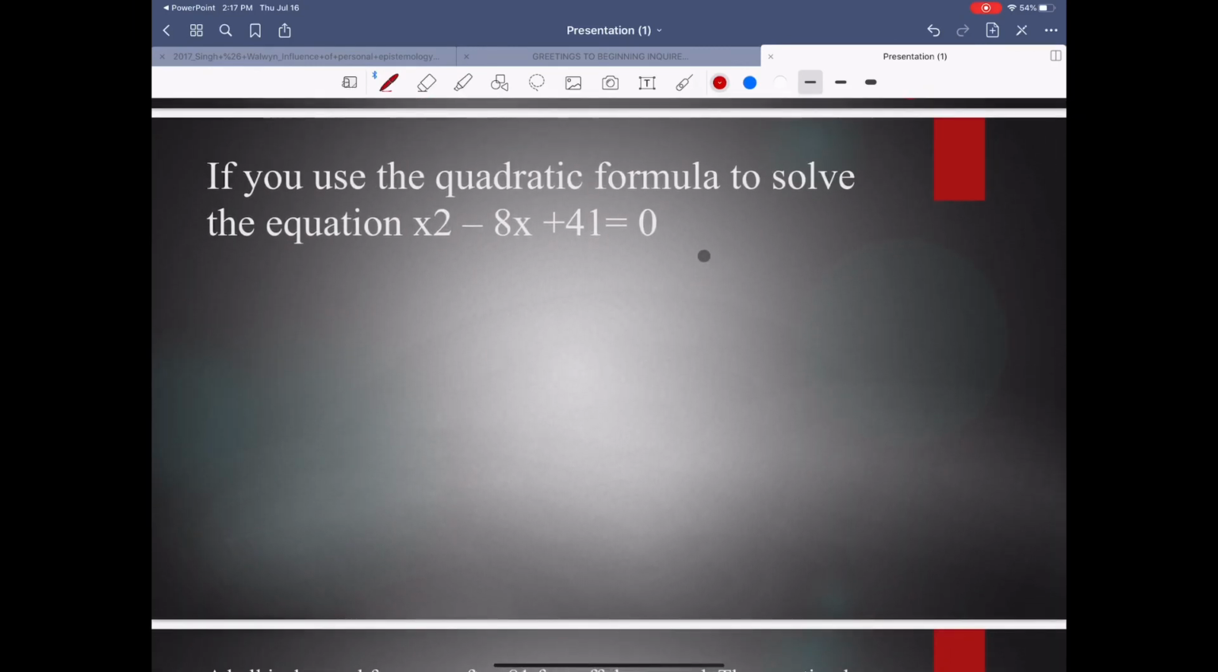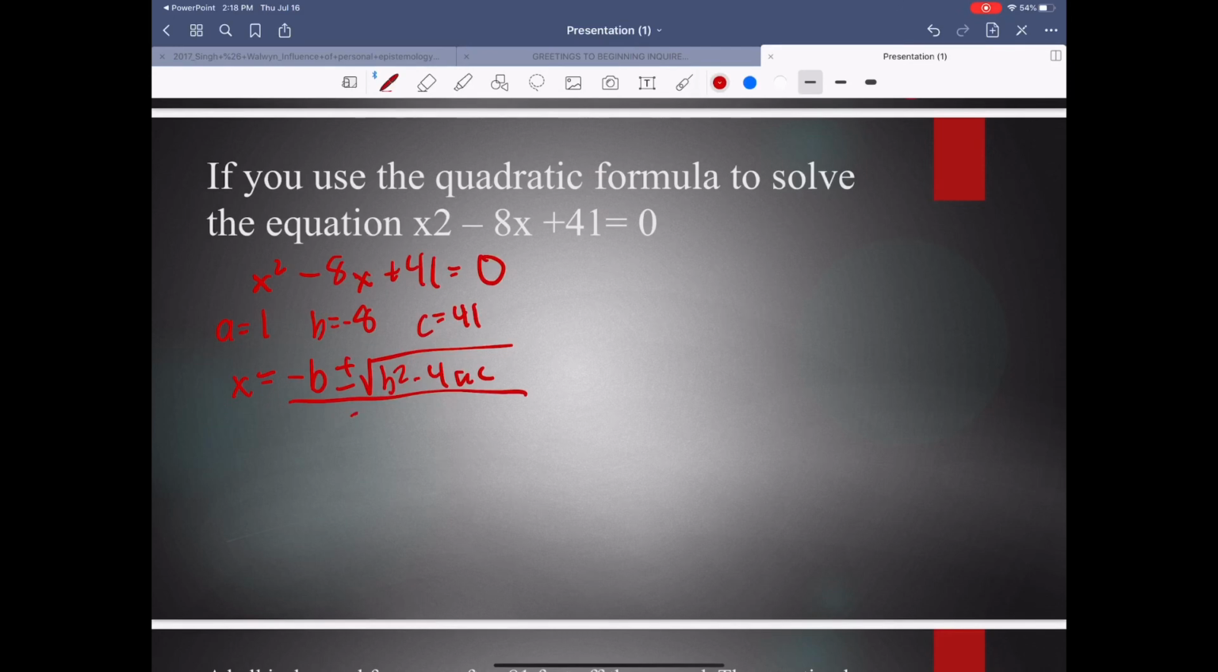All right, here goes another problem. All right, so x squared minus 8x plus 41 is equal to 0. Now you notice right off the bat, this one right here is good to go because it's equal to 0. All the terms are on the same side. You need to label it. A equals 1, B equals -8, C equals 41. So using the quadratic formula, x equals -b plus or minus the square root of b squared minus 4 times a times c, all divided by 2a.